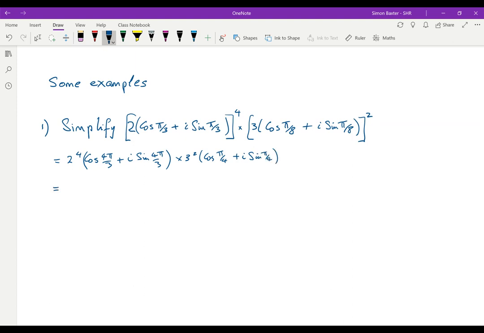2 to the 4 is 16. 3 squared is 9. 9 times 16 is 144. If I'm multiplying two numbers, I just add their arguments. 4 pi by 3 plus pi by 4 is 19 pi by 12.